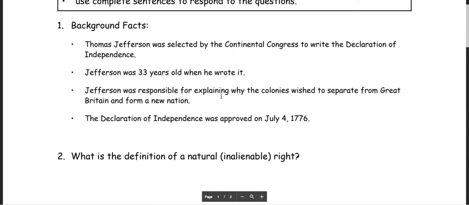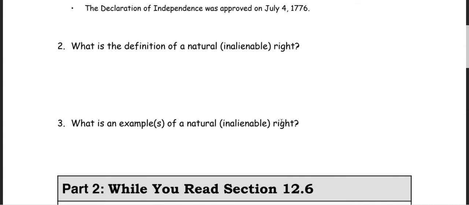Jefferson was responsible for explaining why the colonies wished to separate from Great Britain and form a new nation. So the gentlemen at the Second Continental Congress selected Jefferson to be the one to write the breakup letter with King George III and the British Parliament and say we are no longer British subjects. And the Declaration of Independence was approved on July 4th, 1776. What's interesting about this date is it's after the Battle of Lexington and Concord. So some battles had already started when this was actually written and the United States formed, breaking free from Great Britain.